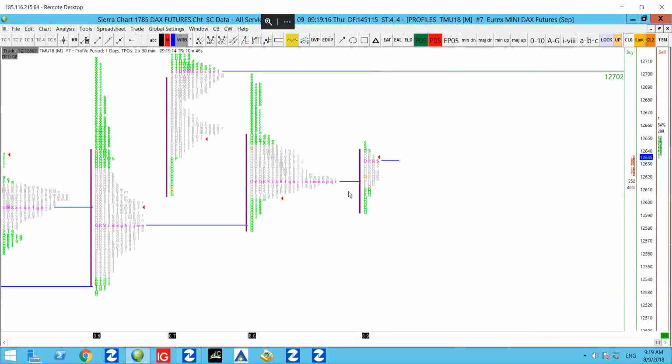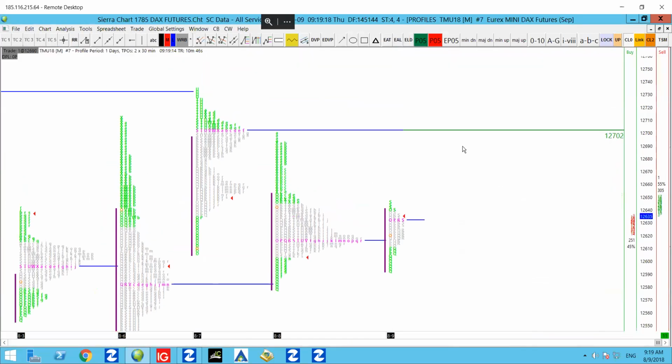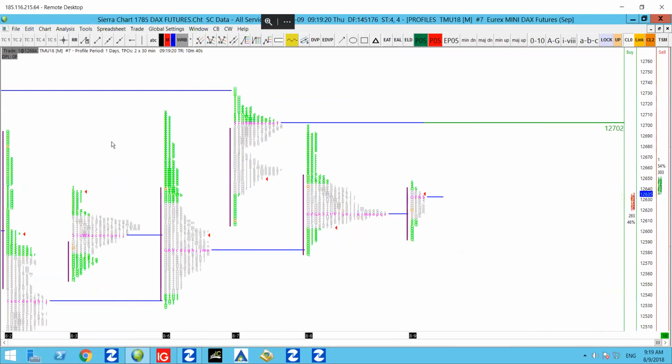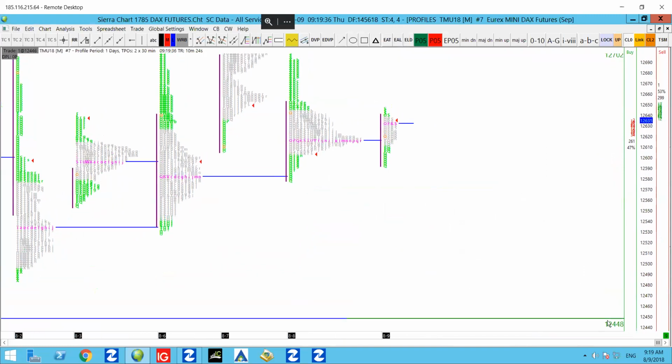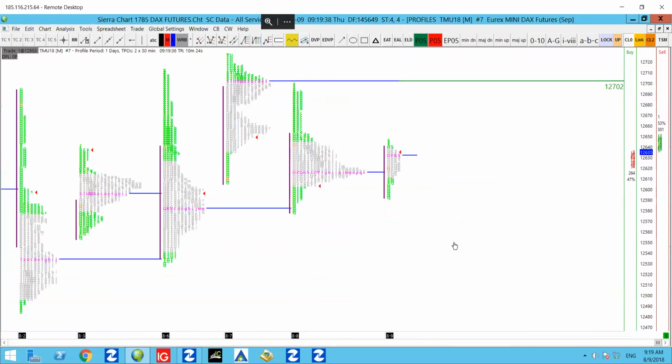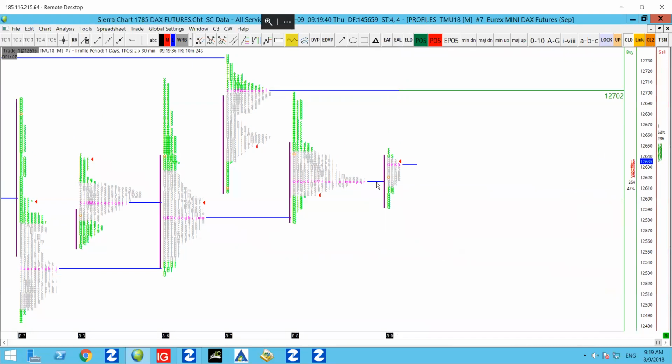As far as the profiles are concerned today, I've made one amendment to this, and that is I've turned this from a TPO, which is time price opportunity, into a volume profile chart, which is just, instead of being based on time, it's based on volume. And we can see that we've got a couple of exposed POCs here. There's one at 702 above, and there's one at 448 below. And we've already taken out yesterday's POC. That was at 616, I think.